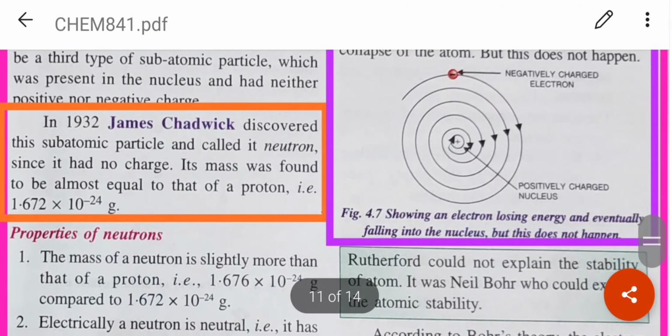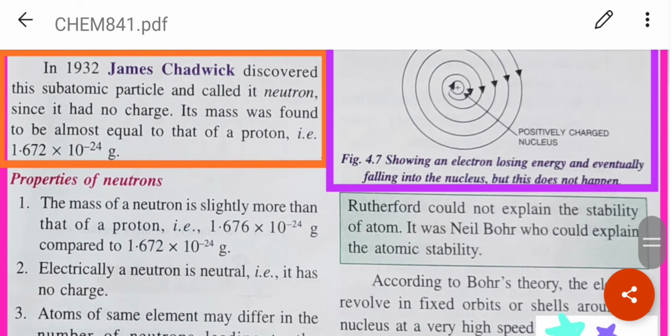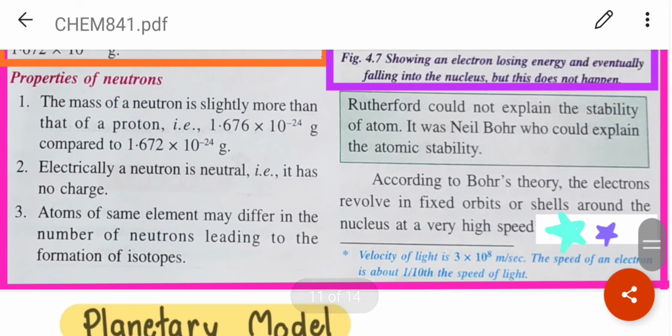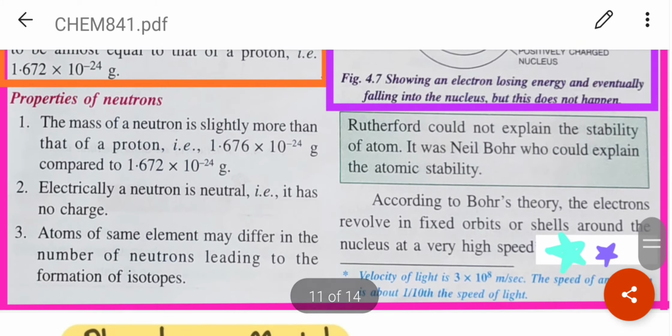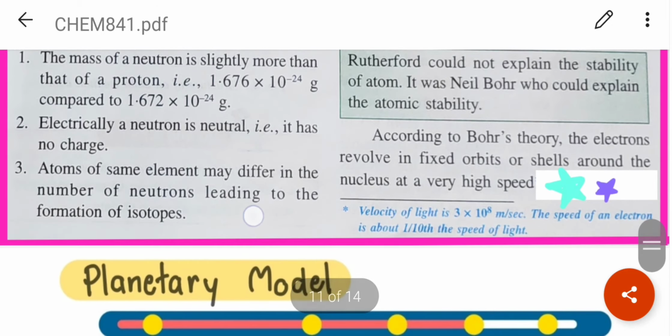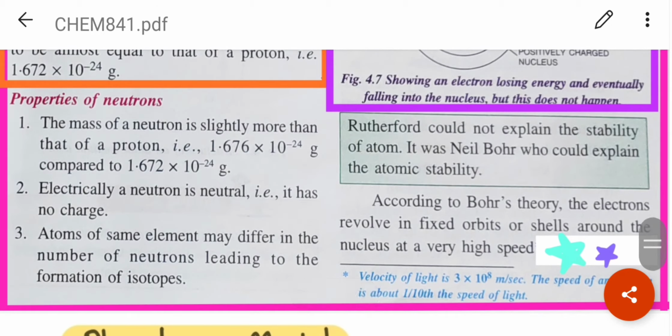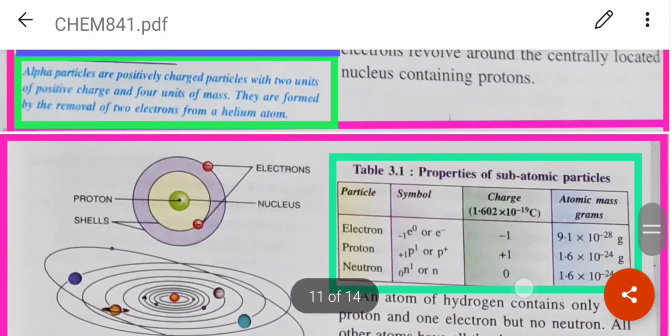Then there was a scientist called James Chadwick who discovered the neutron, a particle which did not have any charge. Its mass was found to be equal to that of a proton, that is 1.672 into 10 to the power minus 24 gram. Okay, slightly more than the mass of a proton, and it was neutral without any charge. And atoms of the same element may differ in the number of neutrons, leading to the formation of isotopes, which we will come to later on.